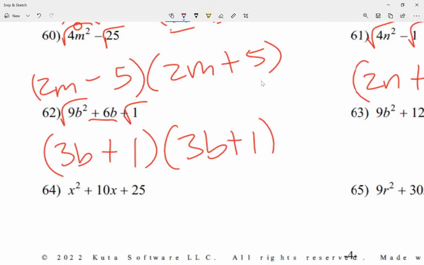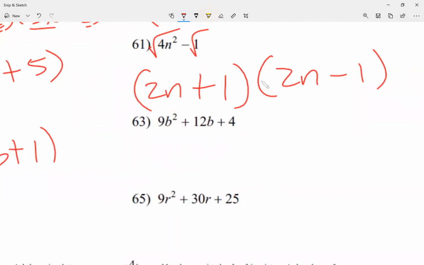I'm going to get the plus 1 from the sign in the middle. So if the sign in the middle was minus 6b, I would have had 3b minus 1, so minus 1 twice. The plus or minus is going to come from the sign in the middle. All right, let's take a look.